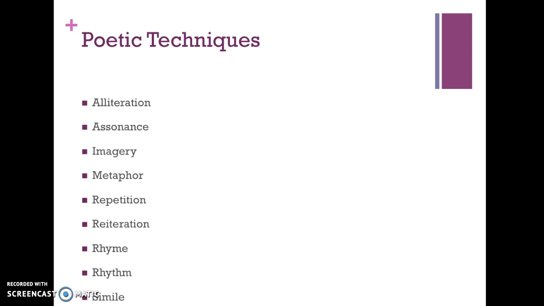So things like alliteration, which is where you have words beginning with the same sound. Sam slept silently. Assonance, which is more subtle than alliteration, but it's a similar concept. It's where the middle sound of the word is the same. So round, cloud. Round and cloud don't actually rhyme. They don't start with the same sound, but they both have the ow sound in the middle.